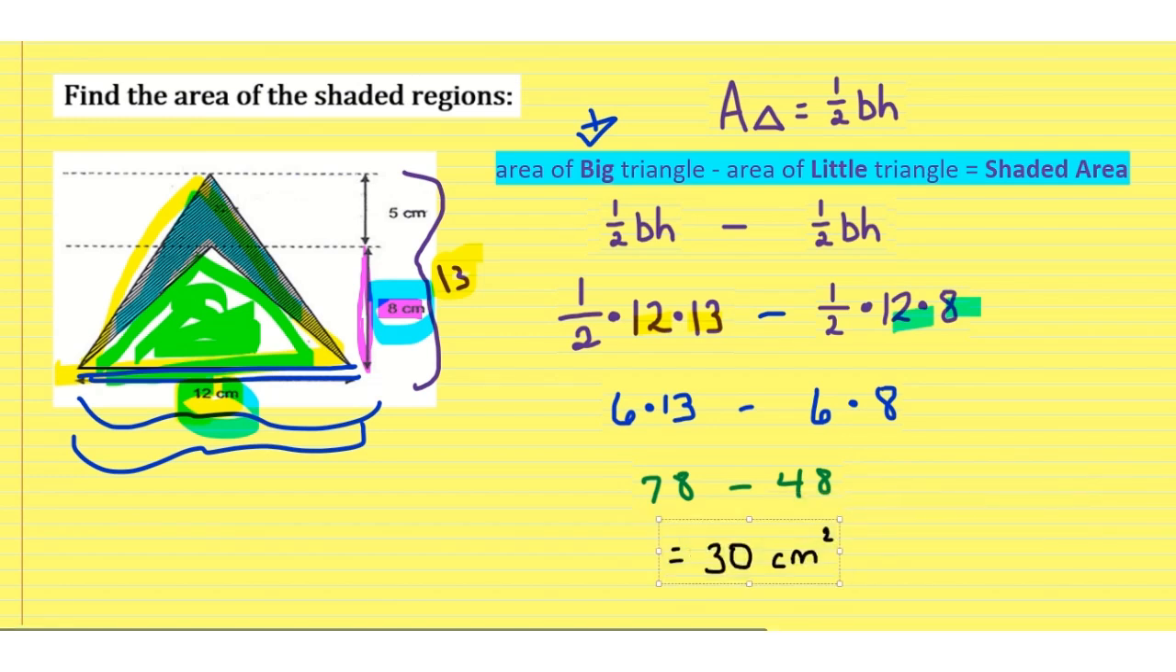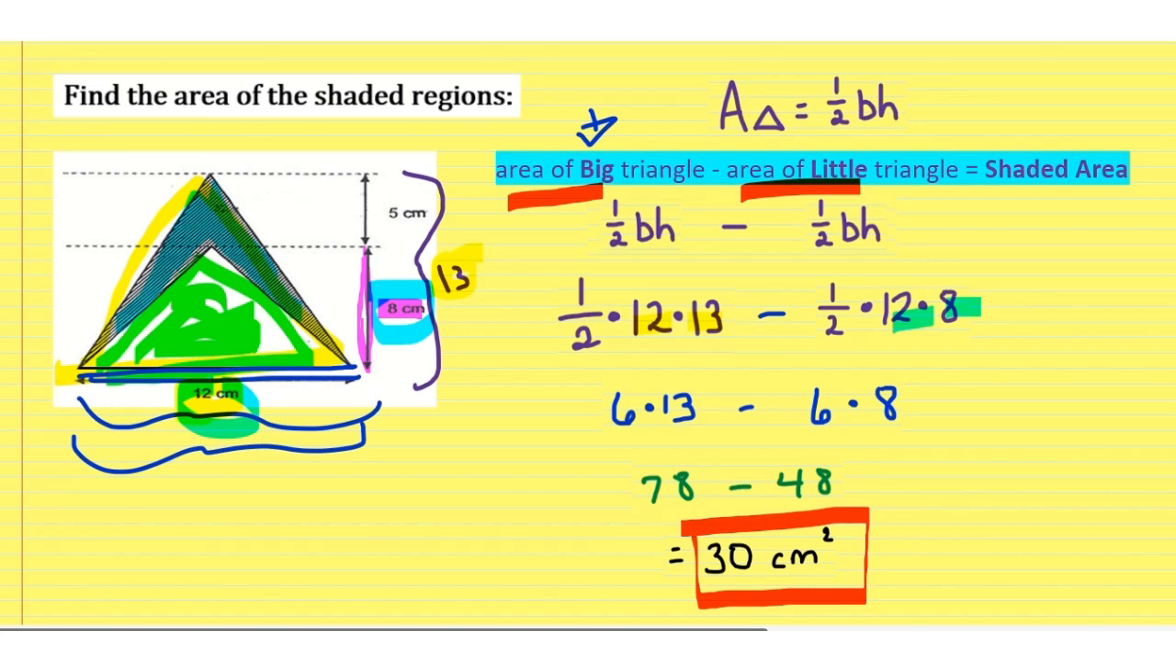And we subtract the two. So the difference between the area of the big triangle and the area of the little triangle is equal to 30 centimeters squared. So that is the area of the shaded region.